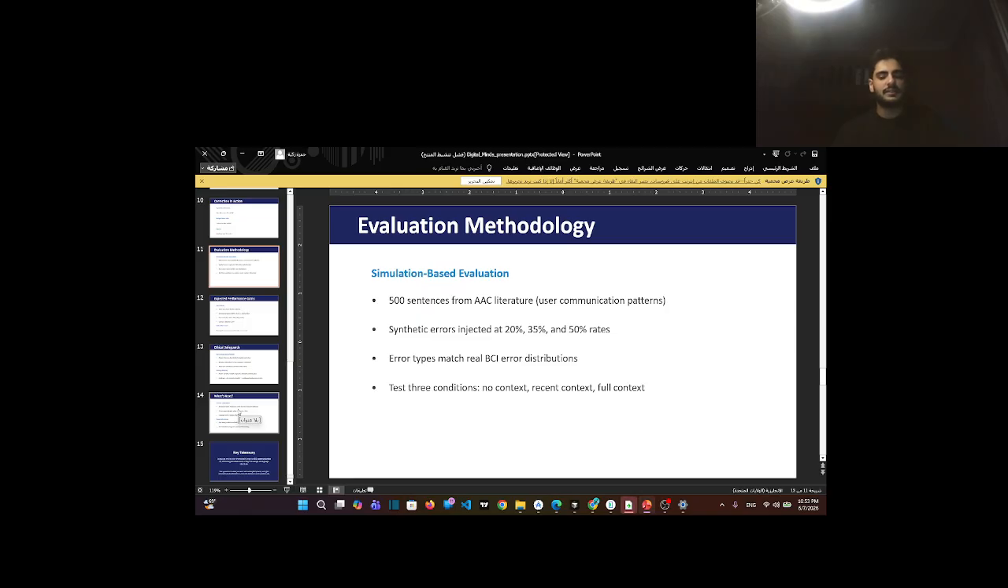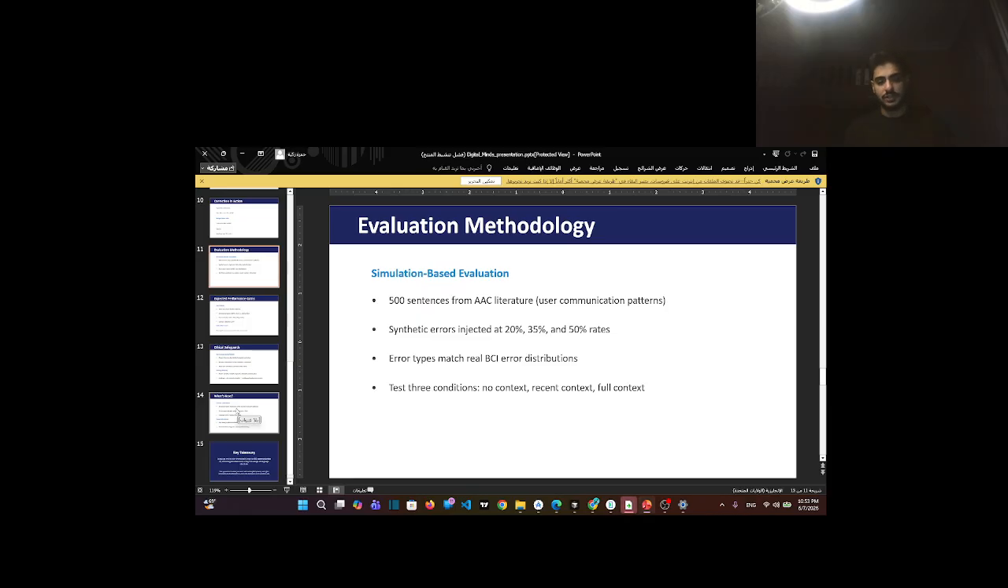We use 500 sentences from AAC literature. AAC means augmentative and alternative communication. These sentences reflect common communication patterns used by people who rely on assistive communication systems. The synthetic errors are injected into these sentences at different rates, so 20%, 35%, and 50%. The error types are designed to match real BCI error disruptions, including substitutions, deletions, and insertions.